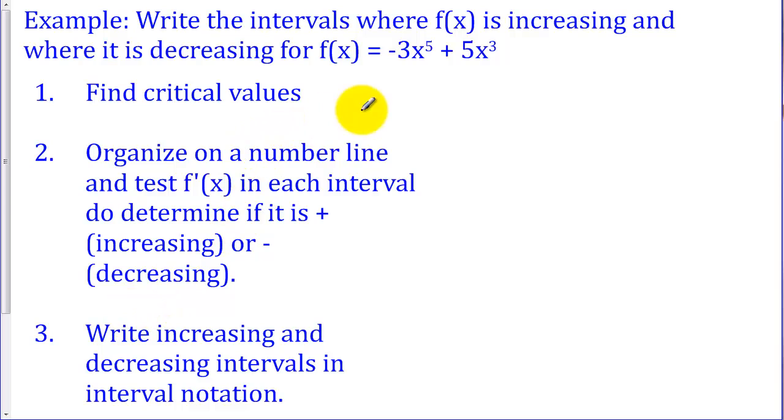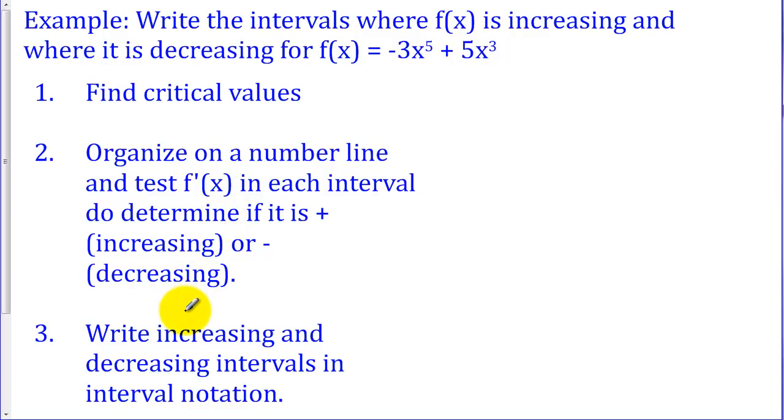So our process, if we're given a function, now this is the equation of that function that was graphed earlier. The process to be able to write the increasing and decreasing intervals are these three steps. We're going to find critical values first. And then similar to what we did with solving function inequalities, we are going to be organizing those critical values on a number line and testing in each interval whether the derivative is positive or negative.